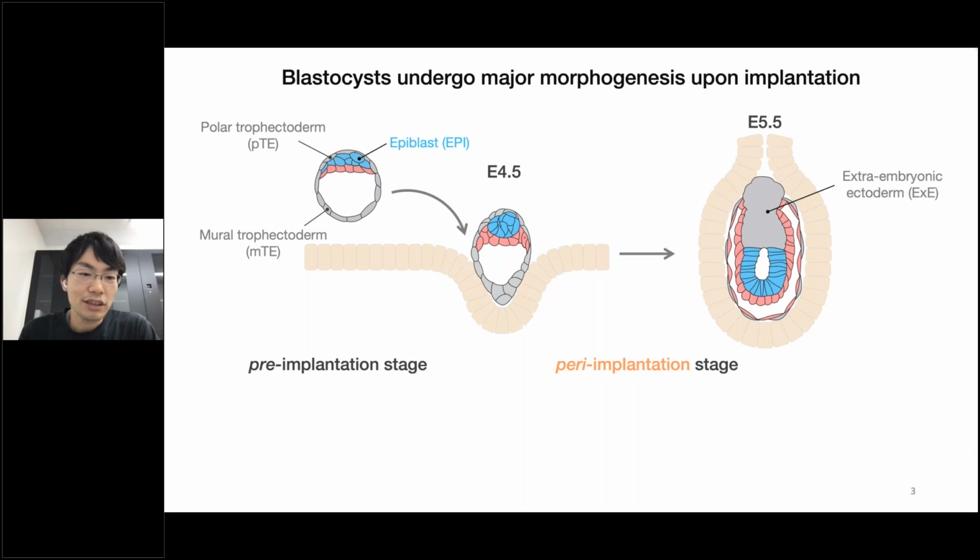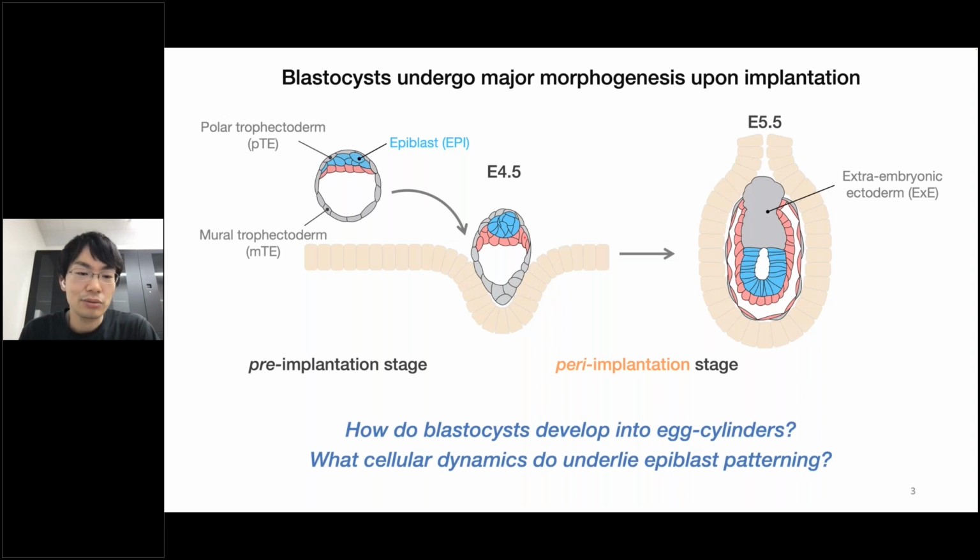So despite the importance of this major morphogenesis and tissue patterning for subsequent development processes such as gastrulation, we still don't fully understand how those blastocysts develop into egg cylinders. And also we don't know what cellular dynamics underlie the epiblast patterning. This is because our understanding so far is still quite reliant on snapshots of fixed embryos obtained by the embryo recovery from the uterus at the stages before and after implantation.